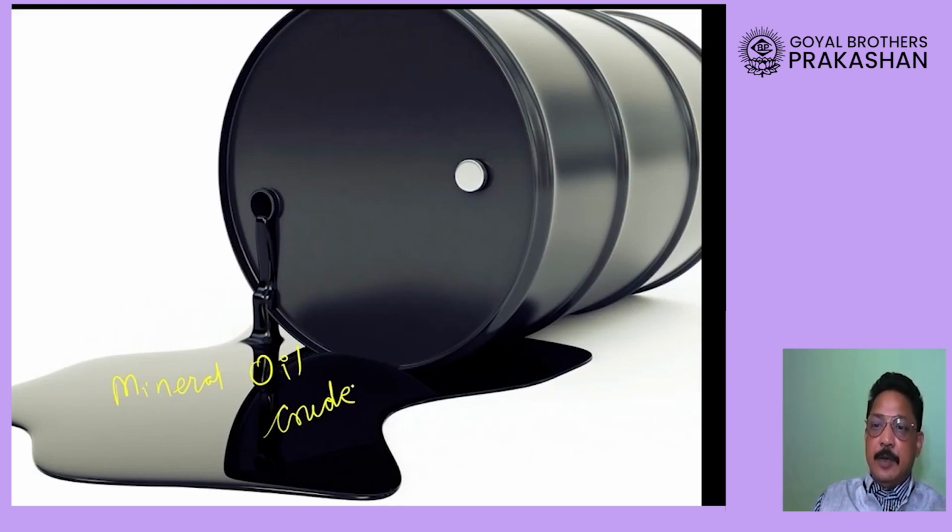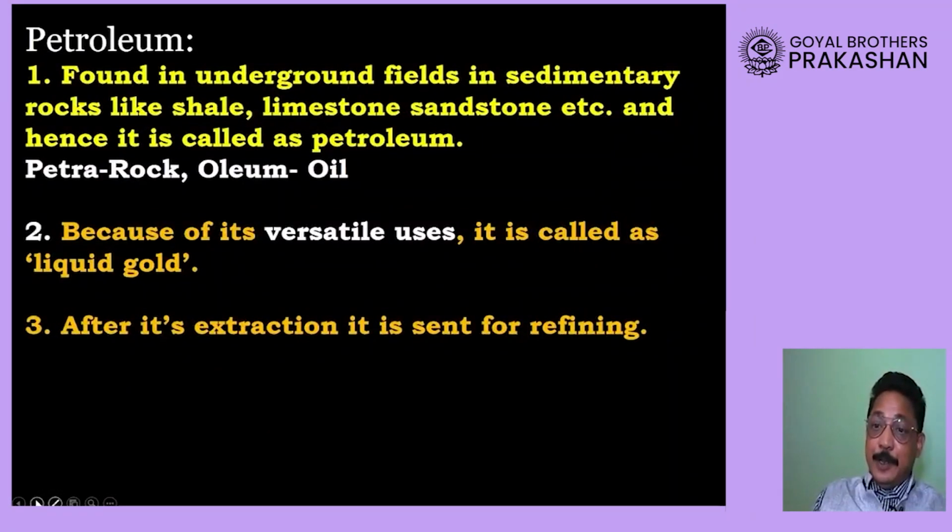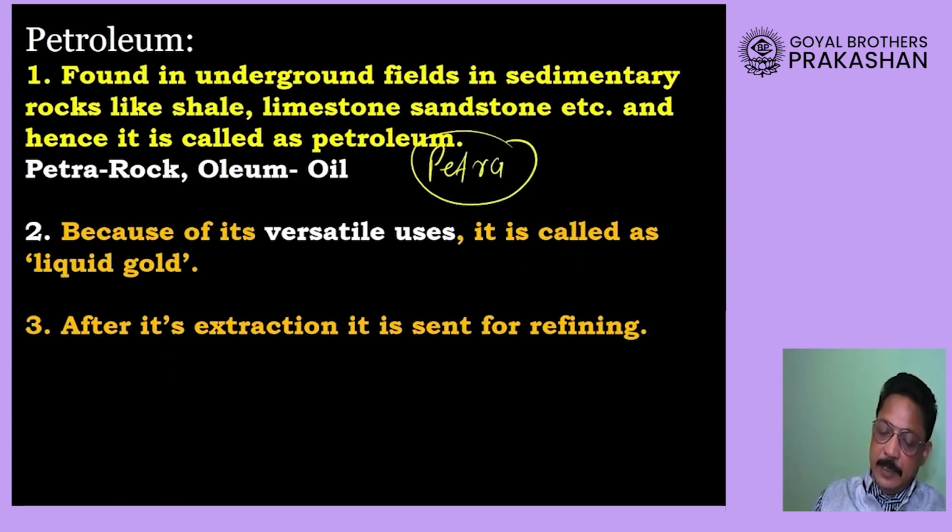Or mineral oil is another name for petroleum. Because this petroleum is found in the rock, it is called petroleum. Please remember the word petra, which is a Latin word. The meaning of the word petra is rock and oleum is oil. So petra plus oleum together make petroleum.